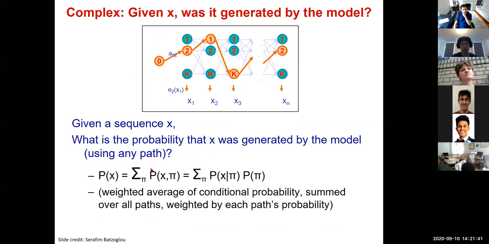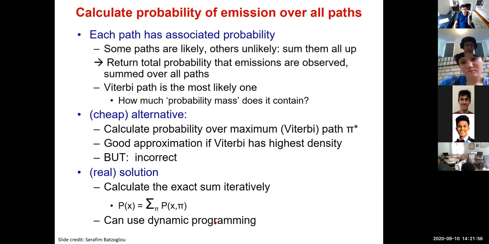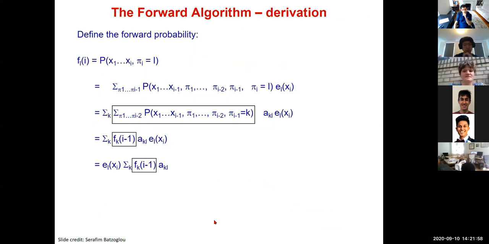What I want to do is take the sum over all paths of this P(x, pi), which is basically the probability of emitting x given pi, weighted by the probability of each path. And because there's an exponential number of paths, I have a challenge here.